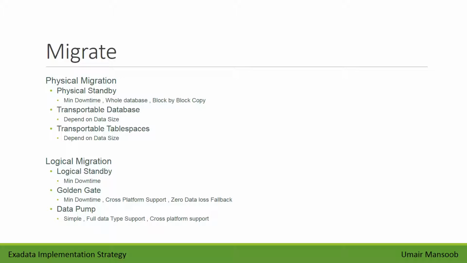There are several methods to migrate databases to Exadata. Each migration method has its own pros and cons, so analyze them carefully based on your requirements. If you want to minimize downtime, you should choose migration method like Data Guard or Golden Gate. If you are planning to migrate from big endian to little endian, you should choose transportable tablespaces or data pump.